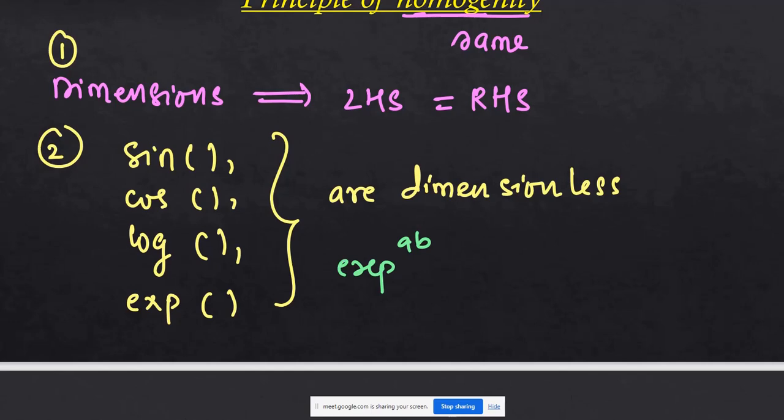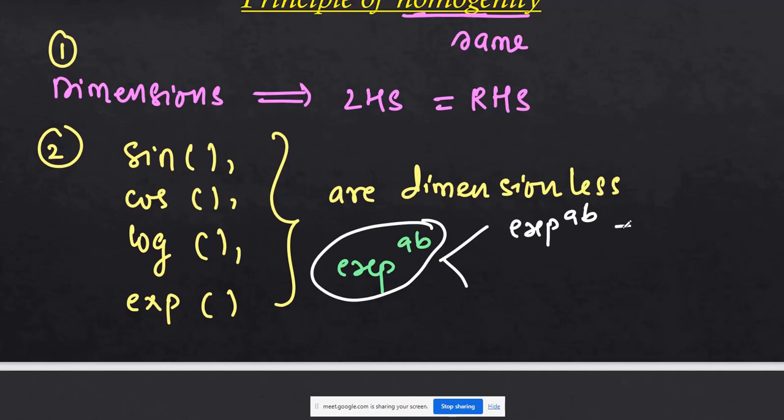Dimensionless in the sense, you have to consider two things here. The whole value of this exponential of AB will be taken as 1, because it doesn't have any dimensions. Is this point clear? No dimensions. M power 0, L power 0, T power 0. A power anything is 1, right?